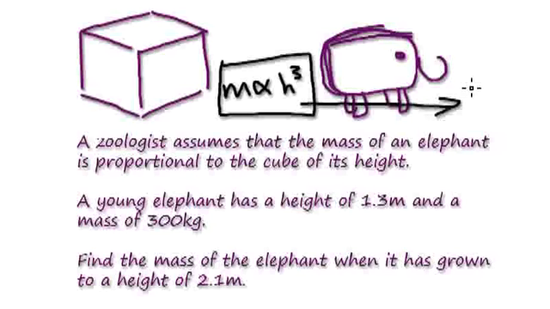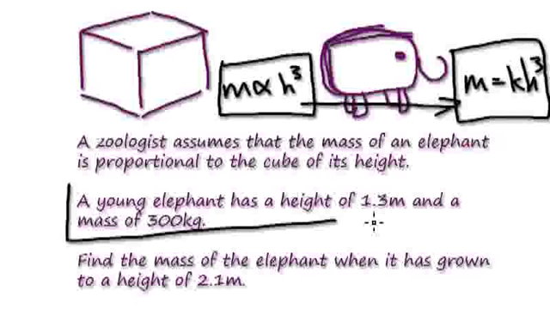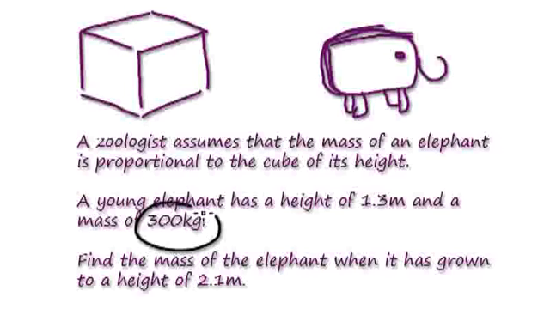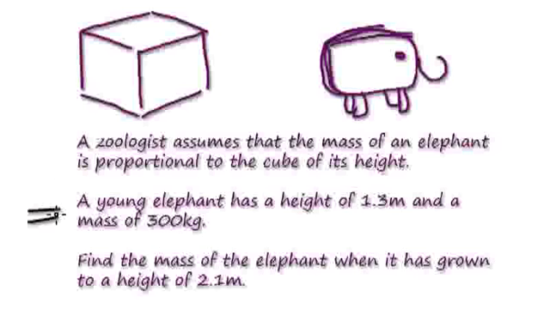So from this, you can jump to m equals k h to the power 3, something like this. Okay, so now a young elephant has a mass of this and a height of this. So you've been given, in a way, one example of the system. Now you can use this to find your value of k, to work out the mass of an elephant when it's at a height of 2.1 meters. Well, anyway, press pause and answer this question here.